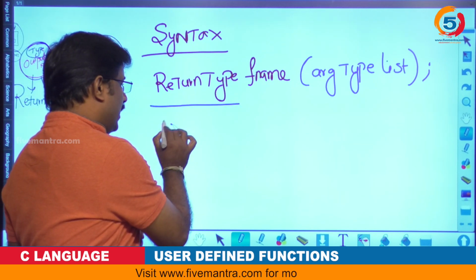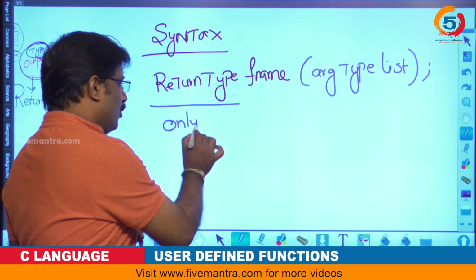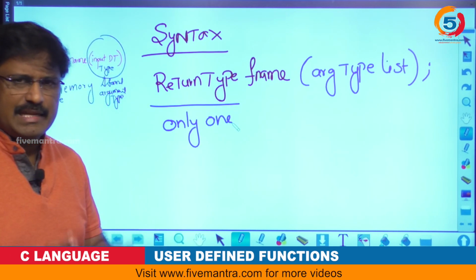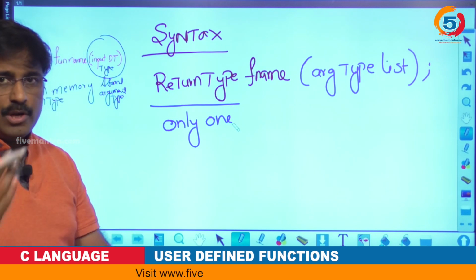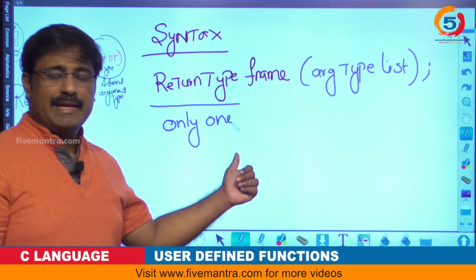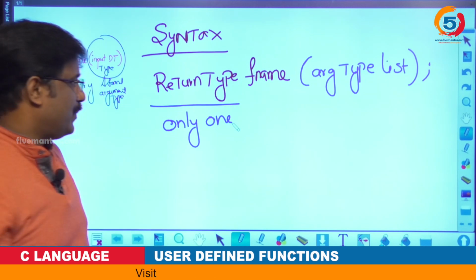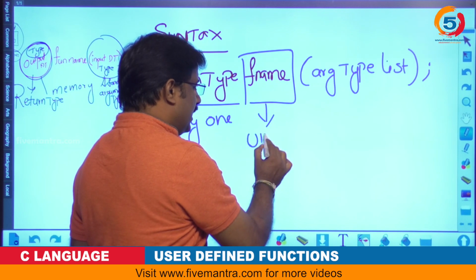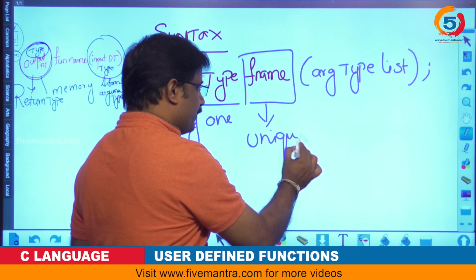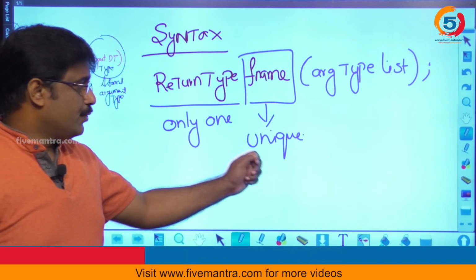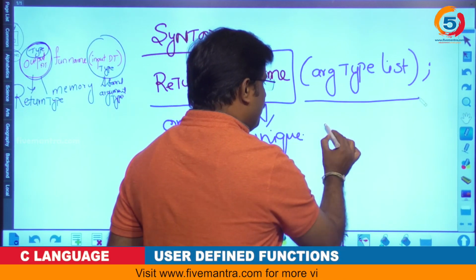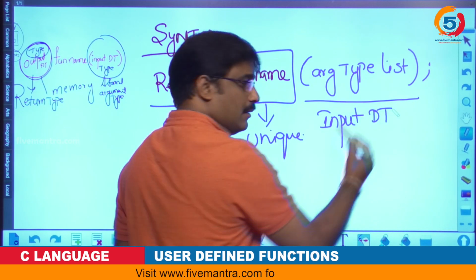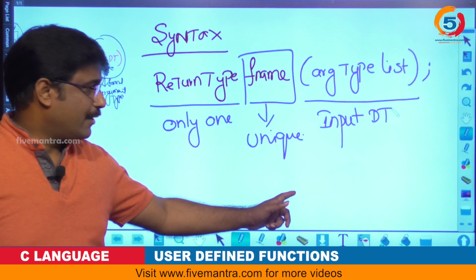Return type: only one, which means it can return only one value. Any function in the C language returns only one value. Just follow our videos and you will get why; I'll explain that. And this function name must be unique, and here the input data type you have to provide.